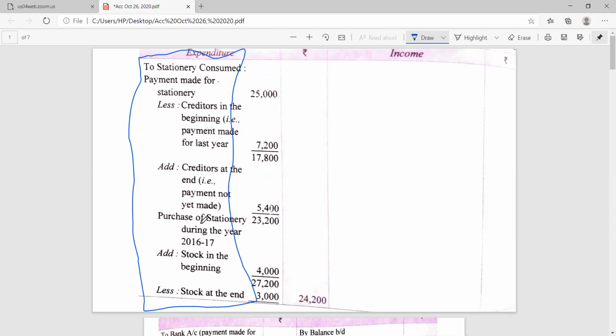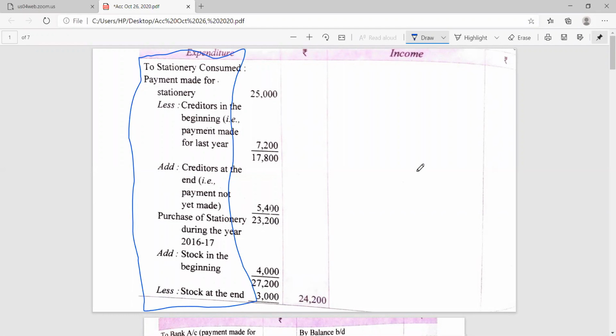And if there are any purchases, you will get the purchases of the stationery during the year. If any stock is there, stock in the beginning will be added and stock at the end will be deducted. So you have to keep in mind always, whenever any material consumed is to be calculated and creditors are given related to that, the opening creditors will be deducted while the closing creditors will be added. Opposite to that, if the stock in the beginning is given to you, that will be added and stock at the end will be deducted.